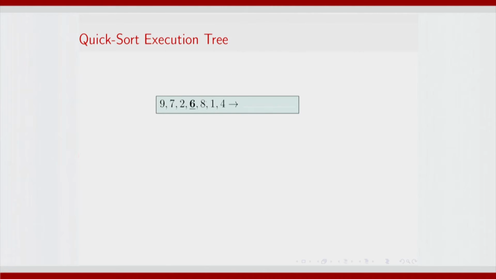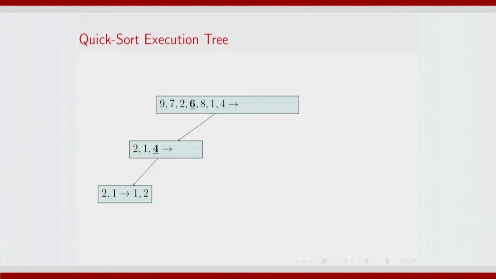So let us look at an example. Imagine that you had to sort 9 7 2 6 8 1 4. You have randomly picked 6 as the pivot element. So this will lead to a divide where you have identified elements which are less than 6, that is 2, 1 and 4, and now you are invoking conquer through recursive divide on this subarray.